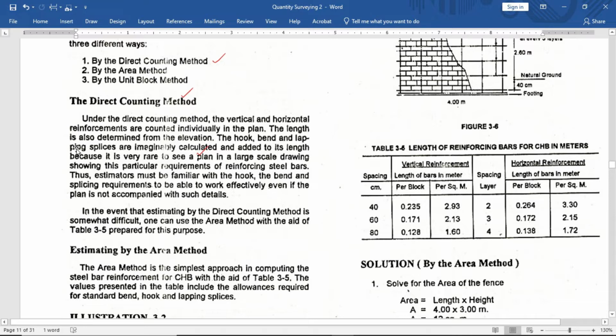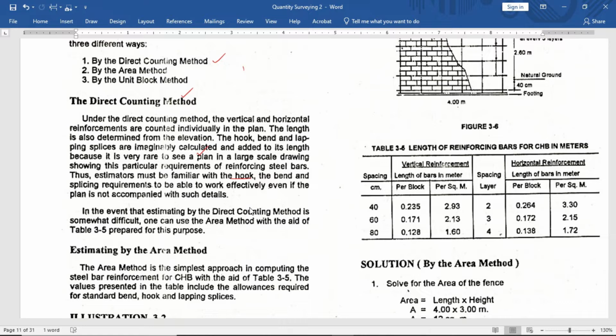The hook, bend, and lapping splices are imaginably calculated and added to its length because it is very rare to see a plan in a large-scale drawing showing these particular requirements of reinforcing steel bars. Thus, estimators must be familiar with the hook, the bend and the splicing requirements to be able to work effectively if the plan is not accompanied with such detail. So, minsan sa mga plano natin hindi makikita yung mga requirements na with the hook, bend, and splicing. So, dapat sanay na yung mga nag-i-estimate sa atin.